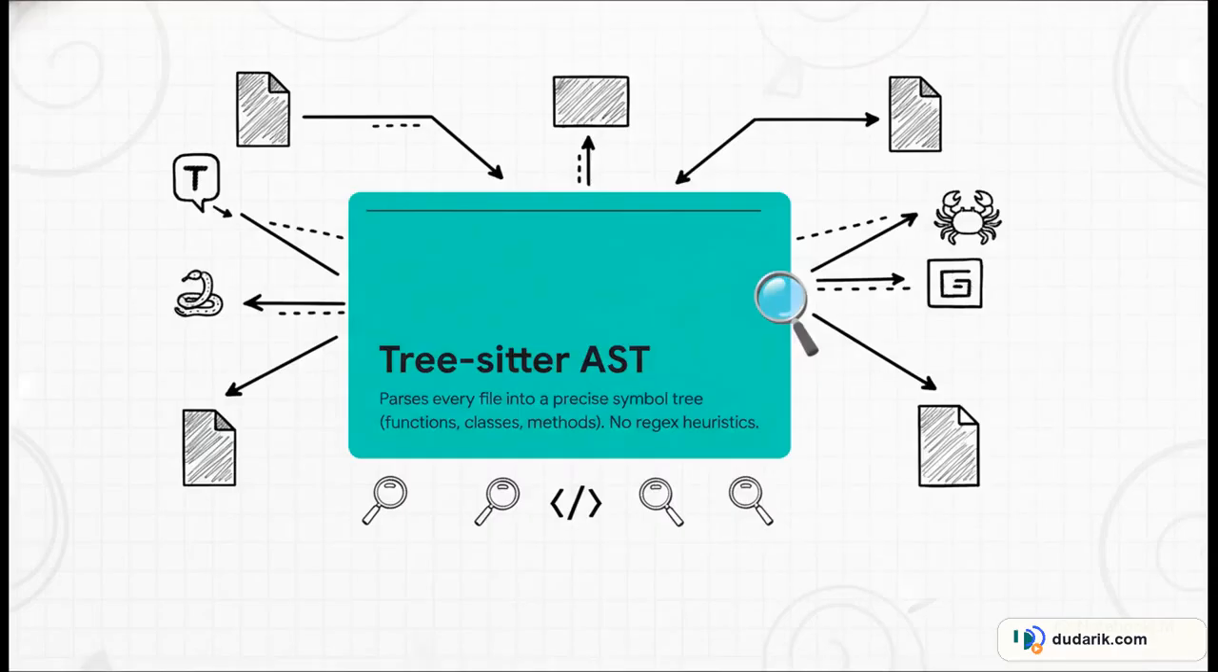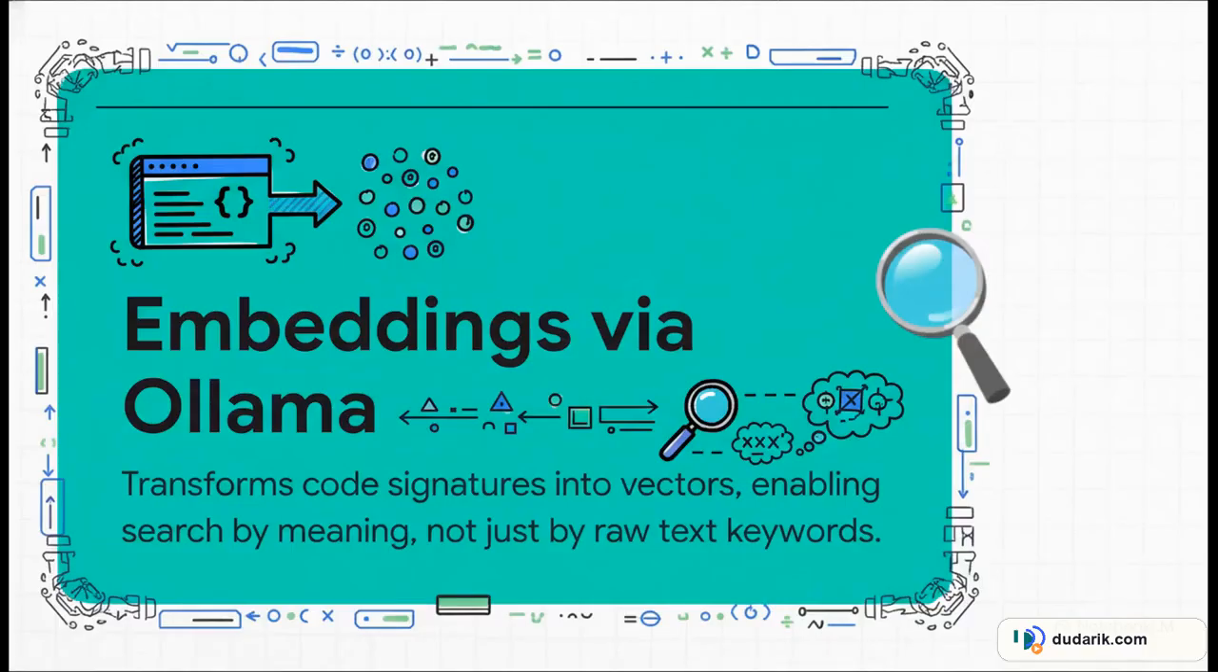So first up, it uses TreeSitter. This thing builds what's called an abstract syntax tree, or an AST, for every single file. This is so key. It's not just doing a simple text search. No, it understands the actual grammar of your code, whether that's TypeScript, Python, Rust, or Go. It knows exactly what a function is, what a class is, and precisely where it lives. No more guesswork.